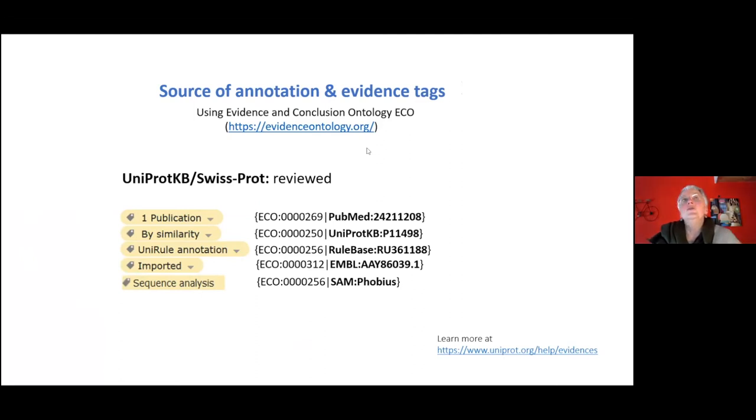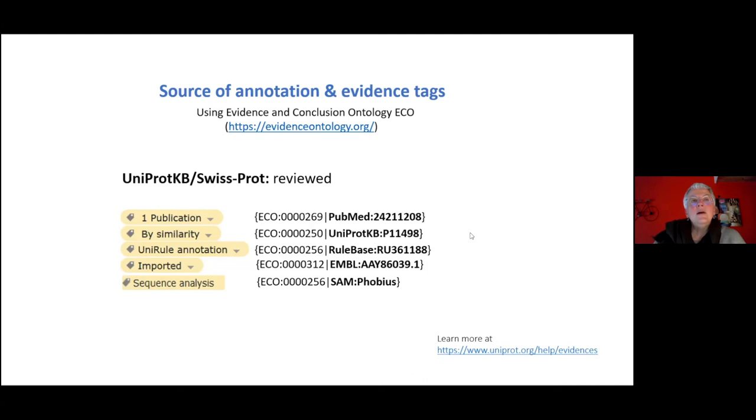Each time, we mention the source using the Evidence and Conclusion Ontology, called ECO. So for each source, for example for PubMed, we have an ECO with this number, for UniProt, we have an ECO with this number, and so on.